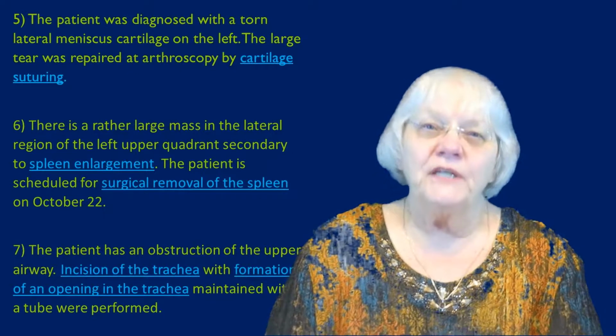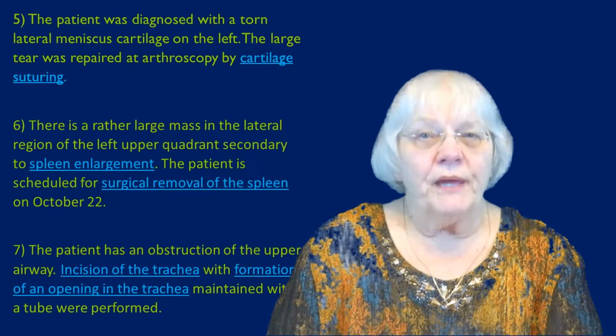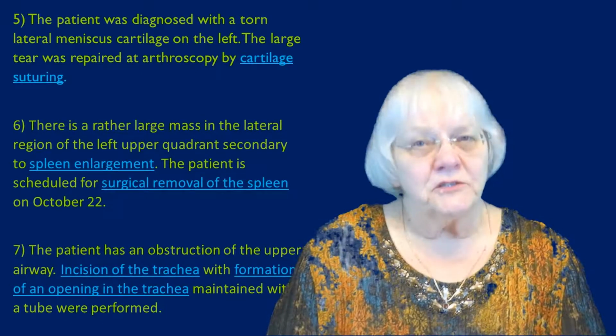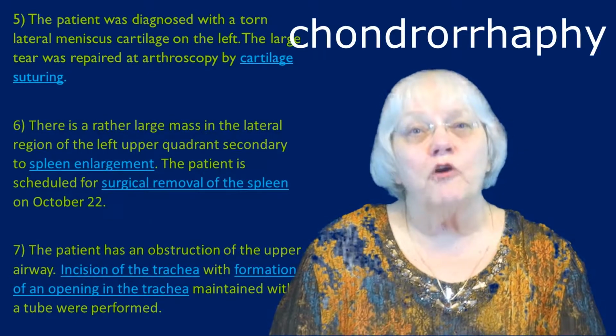The fifth one says the patient was diagnosed with a torn lateral meniscus cartilage on the left. You probably know that a meniscus cartilage is in the knee. The tear was repaired at arthroscopy, which means insertion of a lighted instrument into the joint, and by cartilage suturing, and that word would be chondrography.